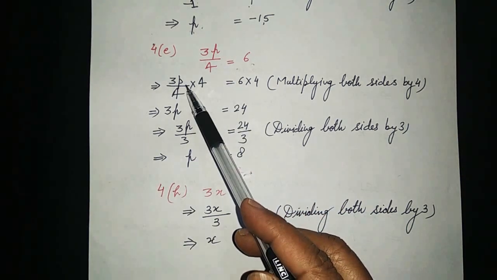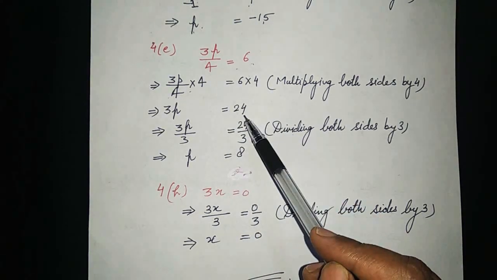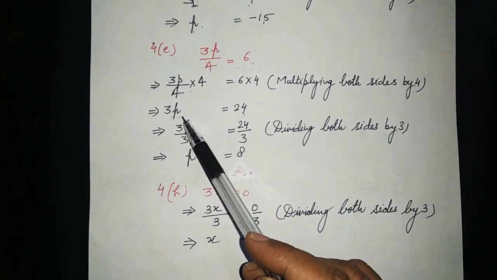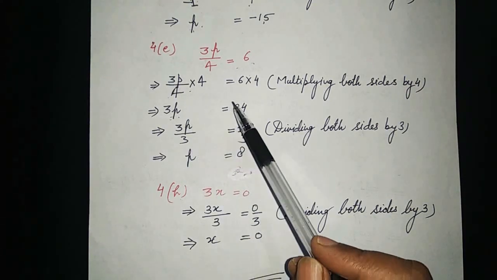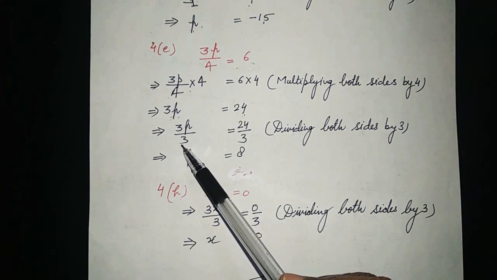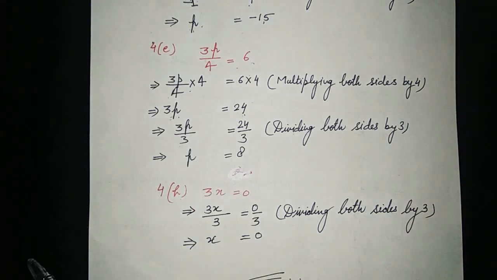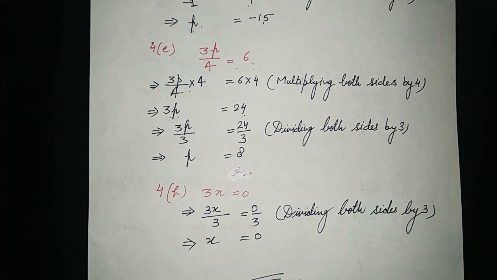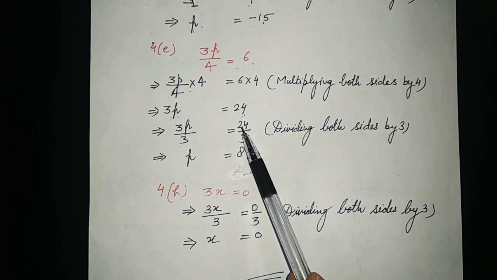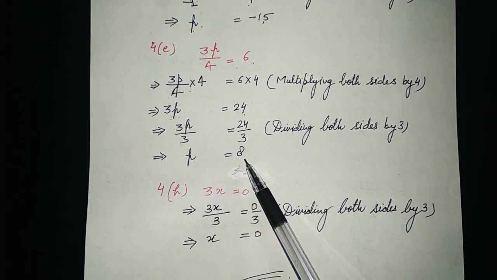So 4 1 ja 4, 4 1 ja 4, and here 6 into 4, 24. And what will come here? 3p into 1 means what? 3p only. And in the next step, both the sides we will divide by 3, because here 3 is in multiplication with the p. Now 3 1 ja 3, 3 8 ja 24, and p is equals to 8 will come.